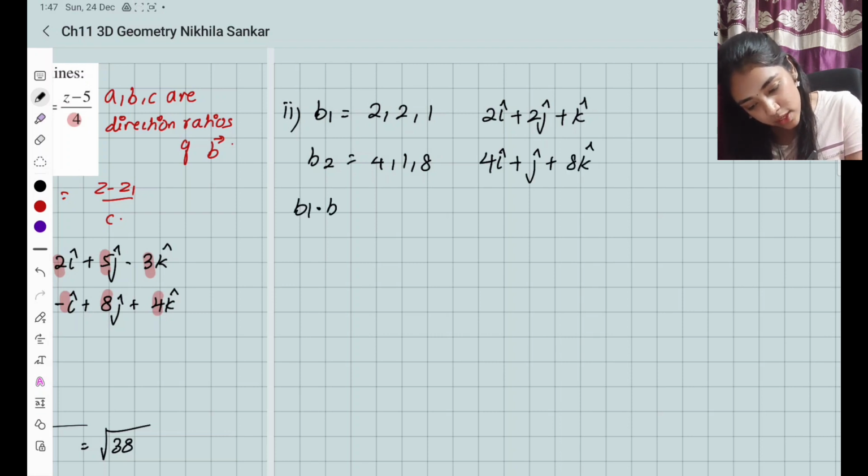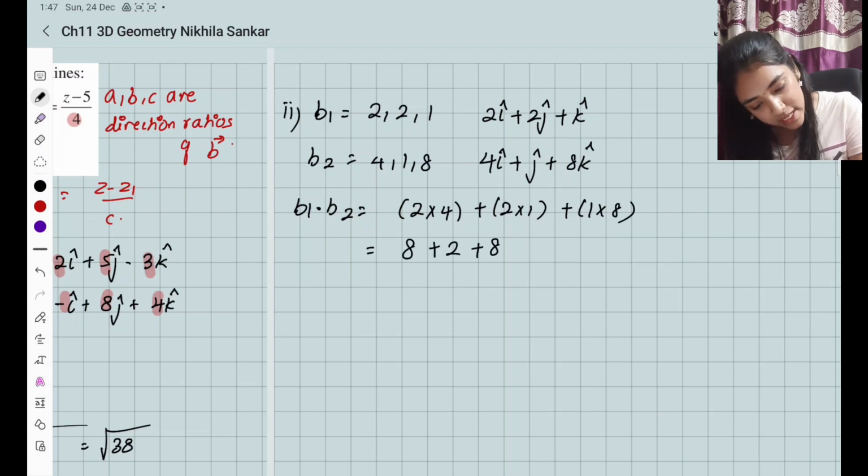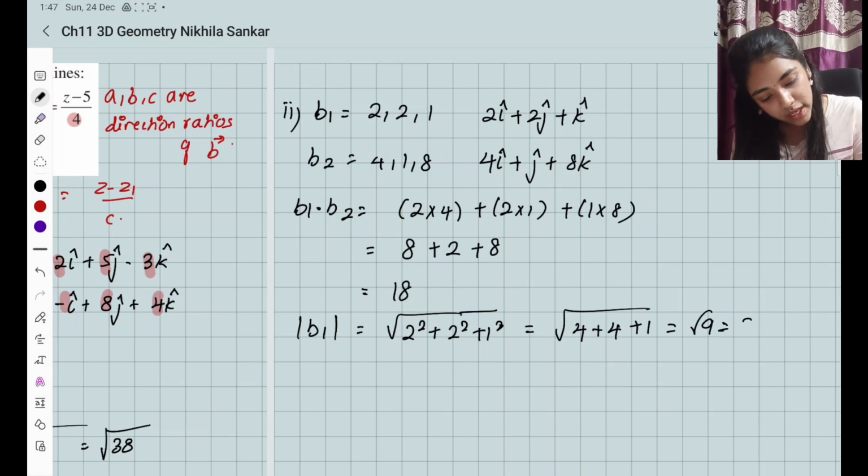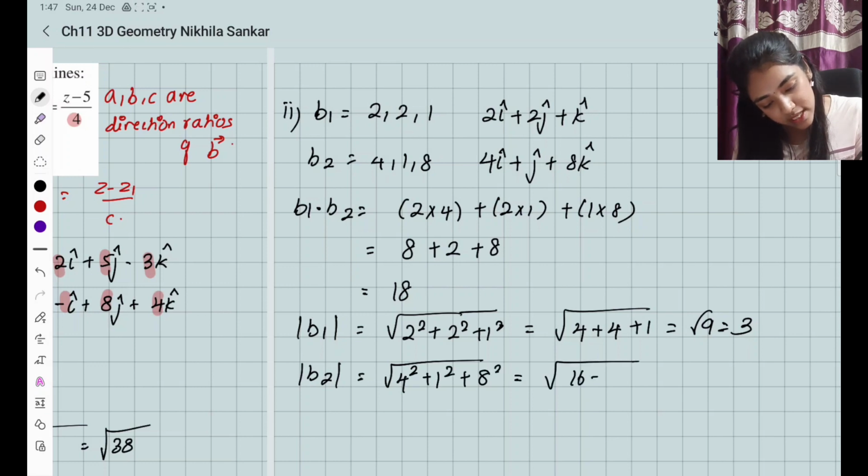So from here B1 dot B2 is going to be 2 into 4 plus 2 into 1 plus 1 into 8. This is going to be 4 twos are 8 plus 2 ones are 2 plus 8. So 16 plus 2 is going to be 18. In the same way, magnitude of B1 is going to be square root of 2 square, 2 square, 1 square, which is square root of 4 plus 4 plus 1, which is root 9, which is 3. Magnitude of B2 is going to be square root of 4 square, 1 square, 8 square: 16 plus 1 plus 64, 65 plus 16 again is going to be root 81, which is going to be 9.